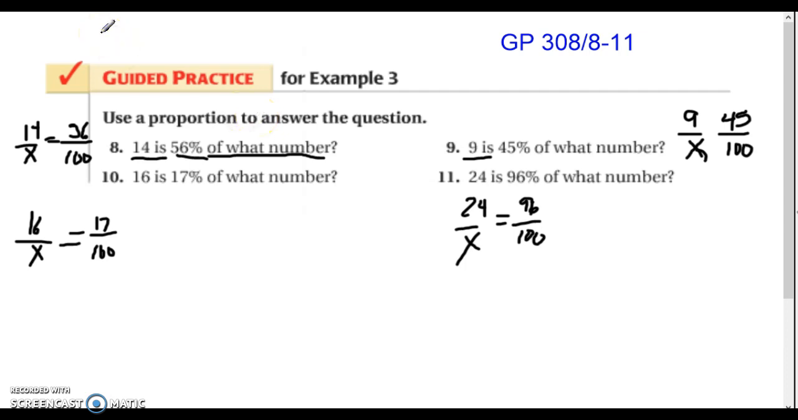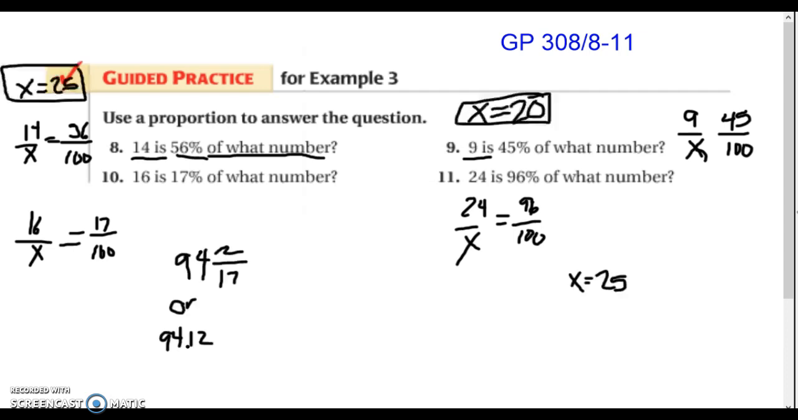Now I want you to pause again and go ahead and use cross products to solve for each of these. Once you're done using cross products, go ahead and push play and check your work. Okay, so if you use cross products for 8, you should have gotten 25. 9, you should have gotten 20. 10, you should have gotten 94 and 2/17, or 94.12 if you round to the nearest hundredth. And then for number 11, X equals 25. And for problems like number 10, I would tell you to either leave it in fraction form or round to the nearest hundredth or thousandth.